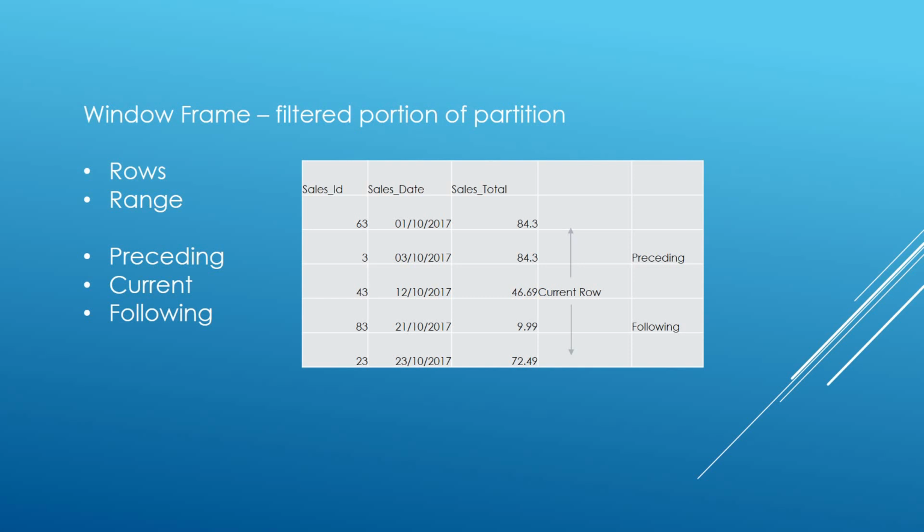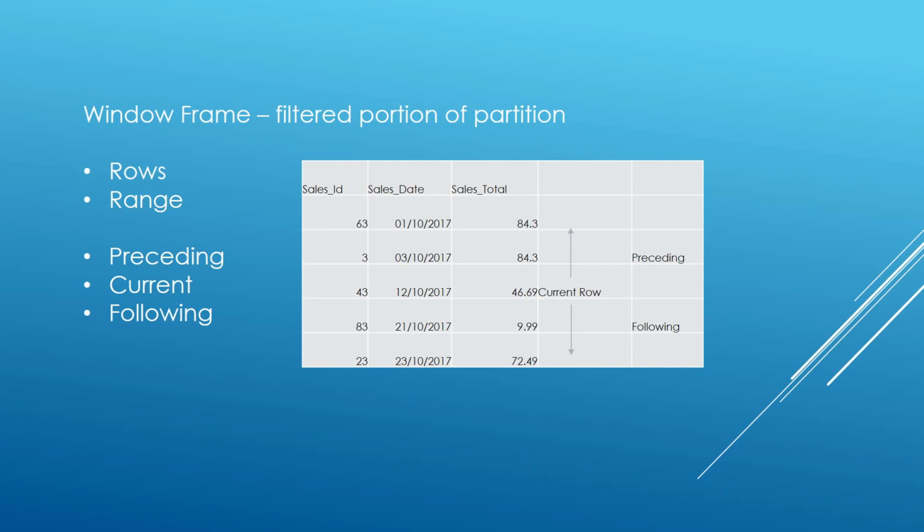So if I wanted to create a window of the current row and one row behind that current row, we would look at using Preceding to create that window and calculate that. So that's just a quick overview of that. We'll jump over to SQL Server now and we'll go through some examples which might make it a bit clearer for you.